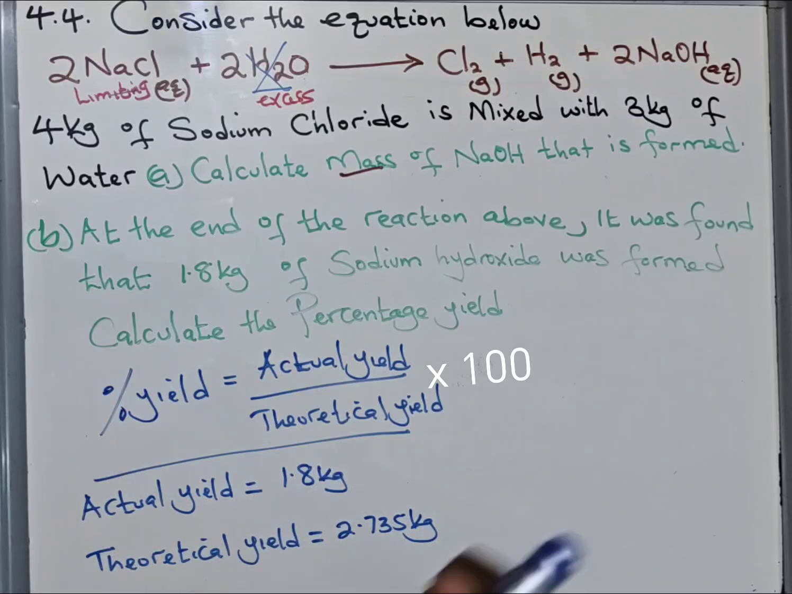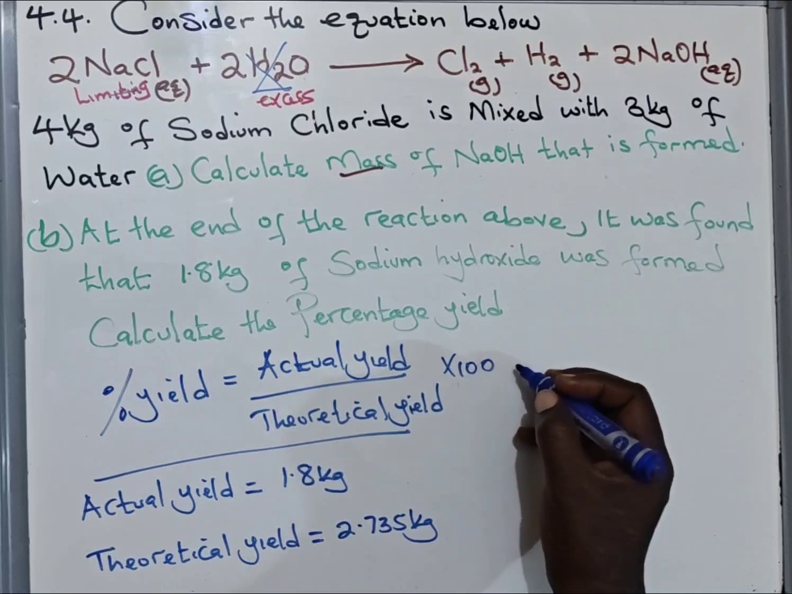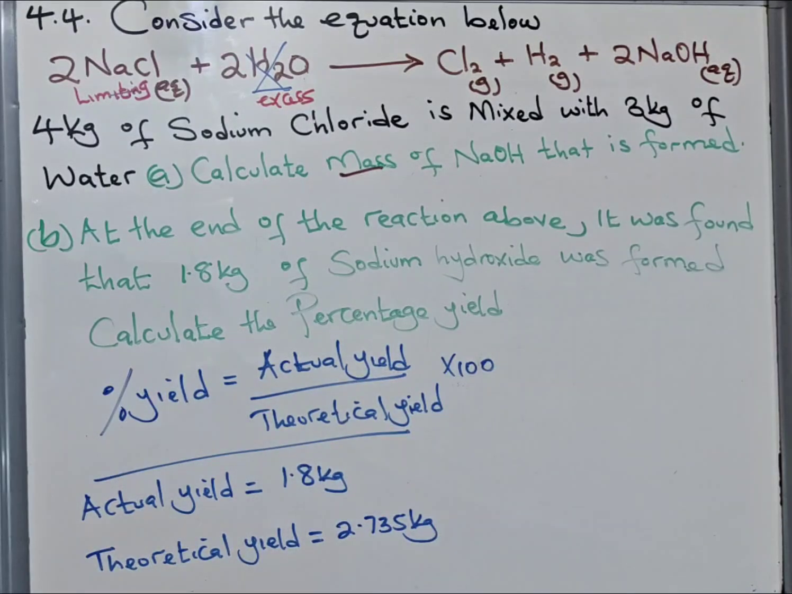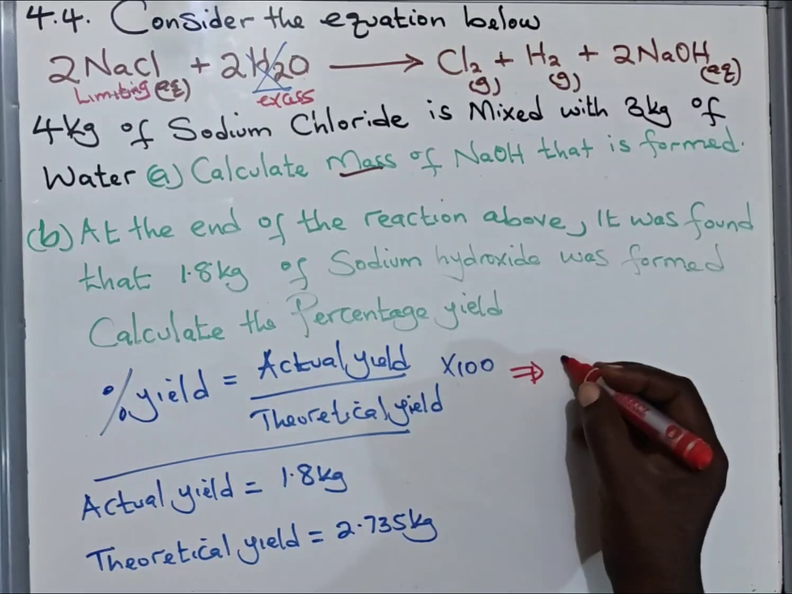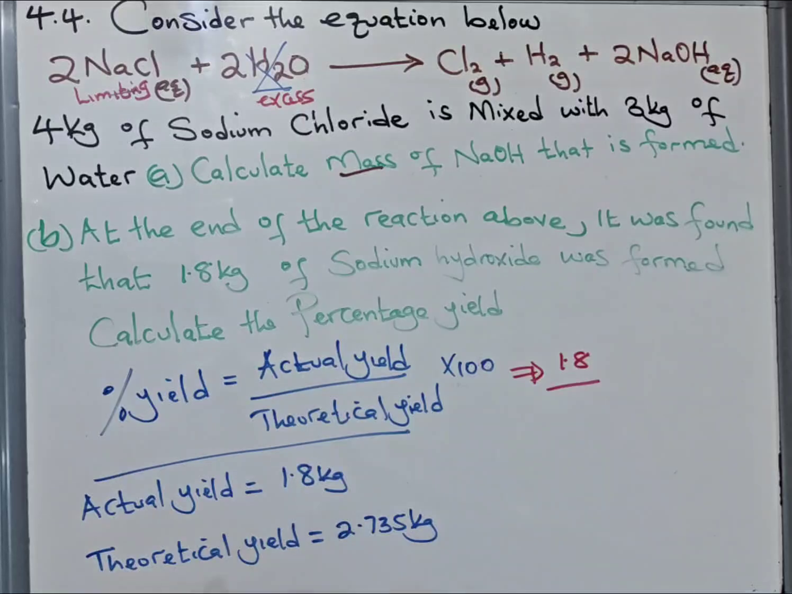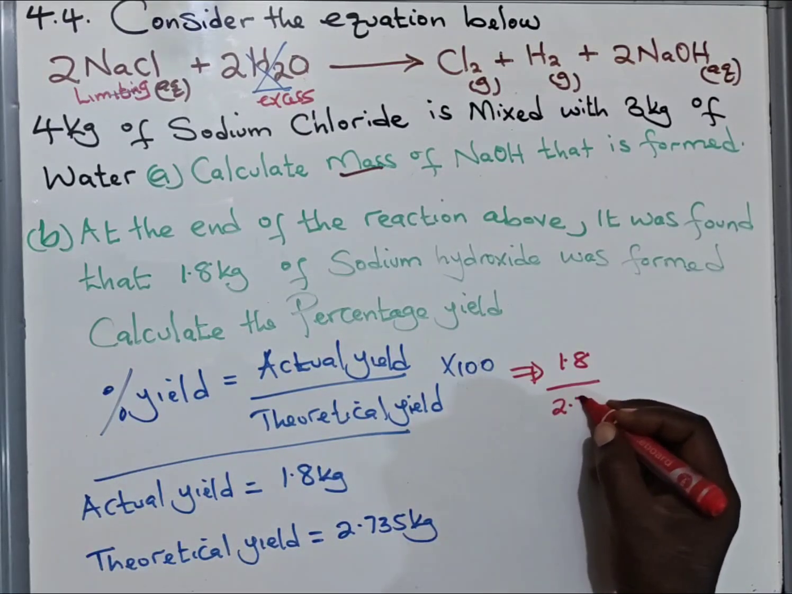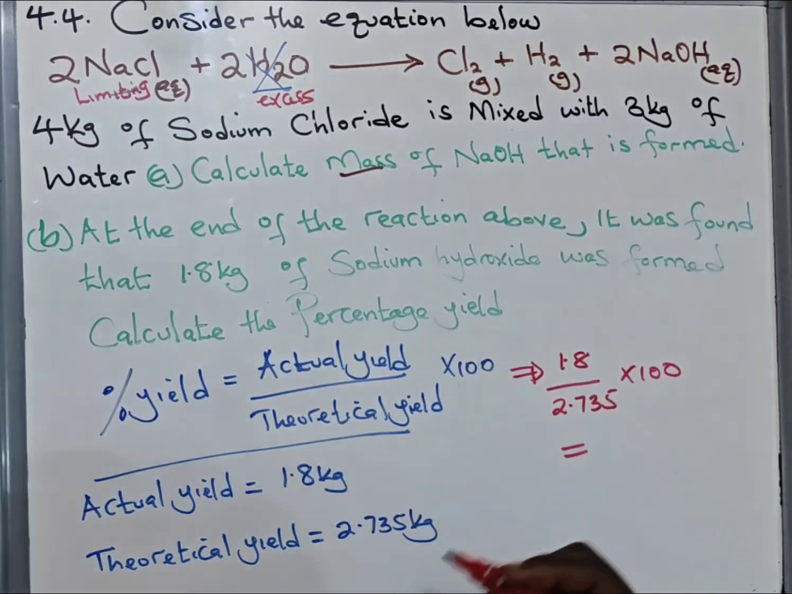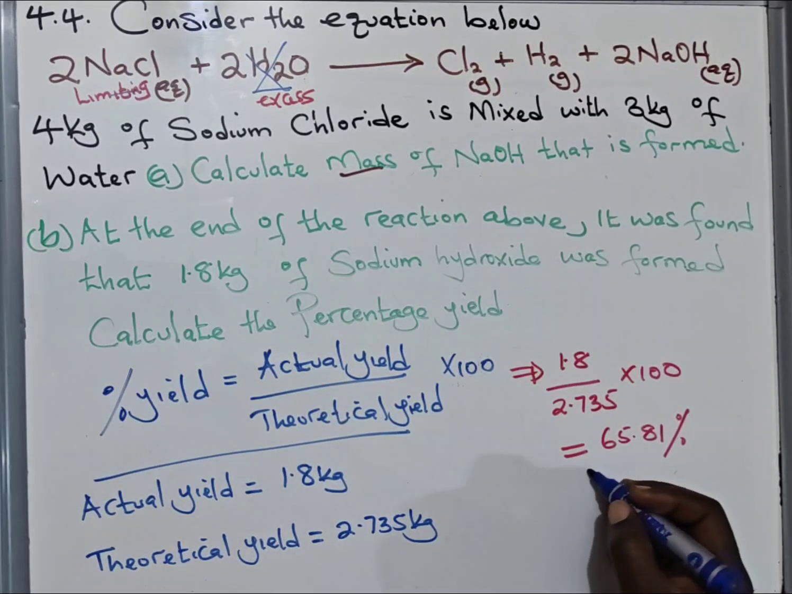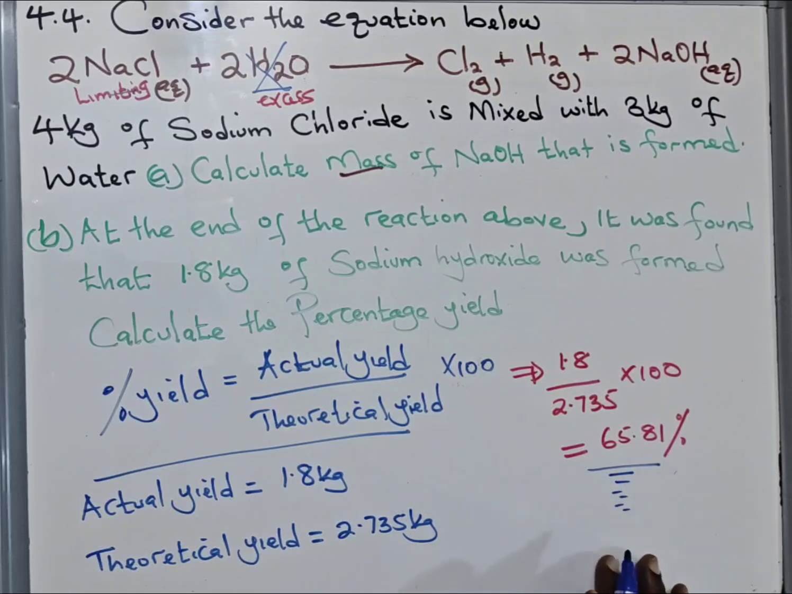So what do we do here? We go ahead and substitute. So in other words, if you substitute for actual yield, it's going to be 1.8. And theoretical is going to be 2.735. Then times 100. What you get is going to be the percentage yield. That is it. So our percentage yield is 65.81%.